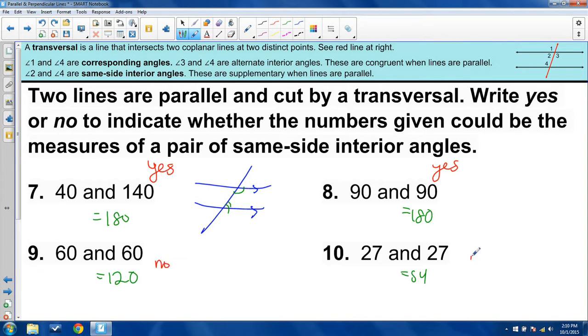So you don't need the visual, but I wanted to make sure you knew which ones were same side interior angles and then know whether they should be congruent or supplementary. While 60 and 60 are congruent, and 27 and 27 are congruent, with parallel lines, same side interior angles must be supplementary. Now 90 and 90 are congruent, but they add up to 180 as well. All right angles are both congruent and supplementary, and 40 and 140 are just supplementary.